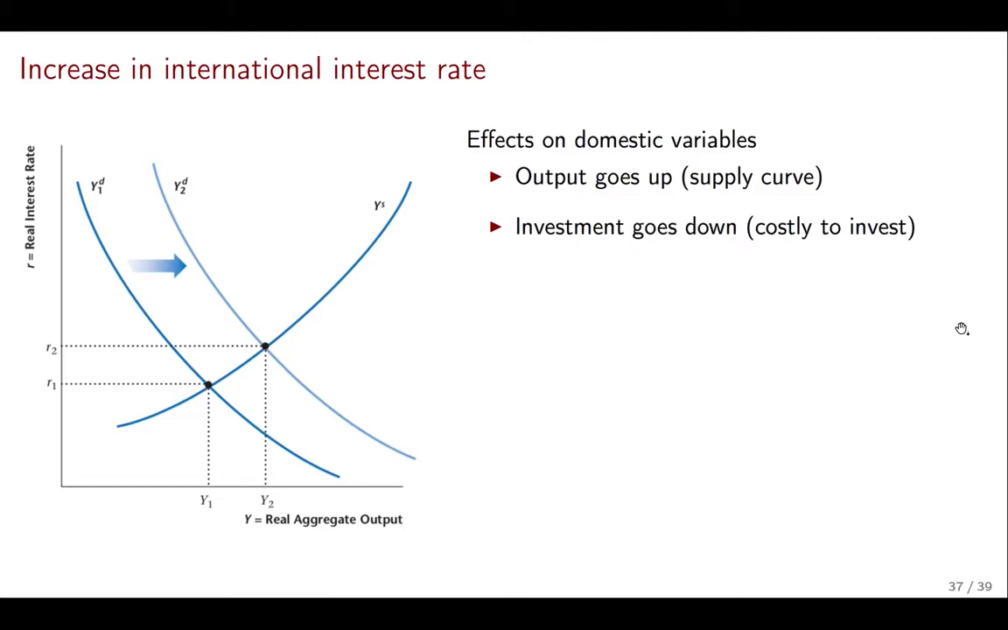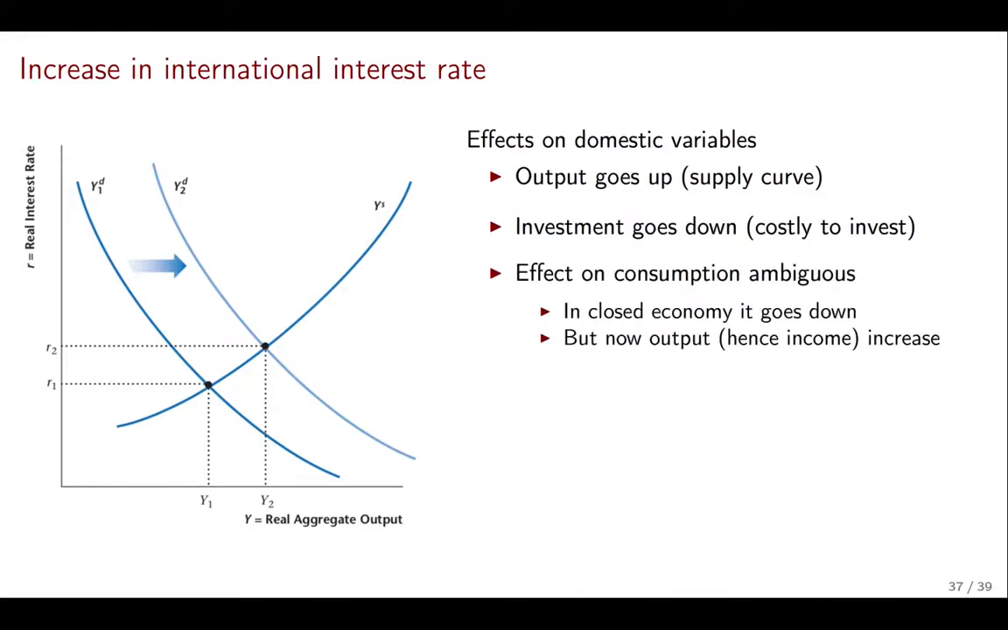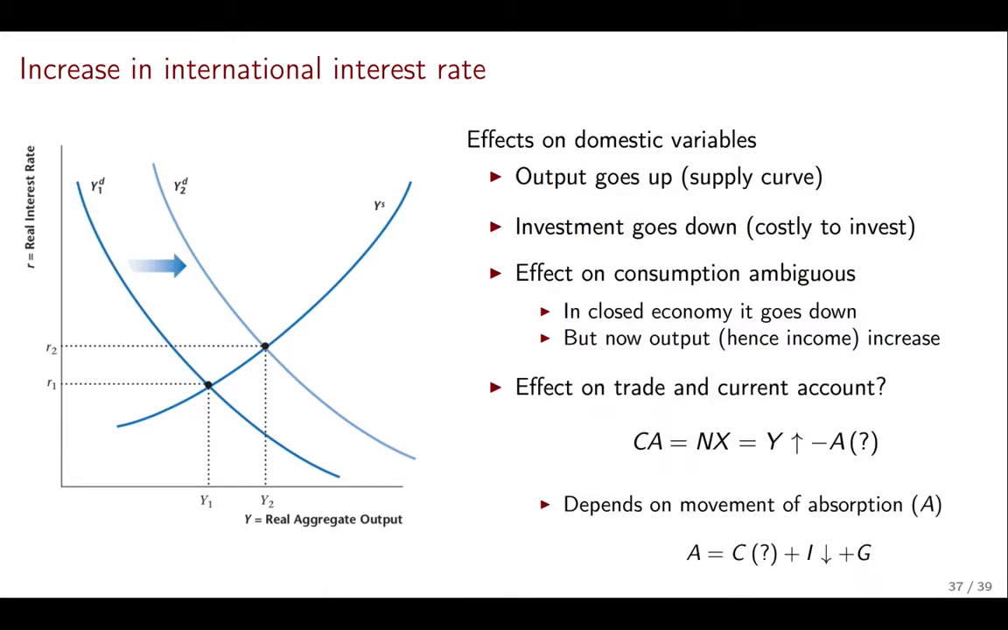Now, what's happening with demand? Investment goods, it's going to go down. Investment goes down because of the higher interest rate, making it more costly to invest. But the effect on consumption is going to be ambiguous. This is different from what's happened before when we had a closed economy. In a closed economy, consumption goes down because at higher interest rate, consumers have a higher incentive to save. But now, output and hence income is increasing because of the effect on the supply curve. Now, because income is increasing, that can increase consumption as well. And so as a consequence, the effect on trade and the current account is ambiguous as well.